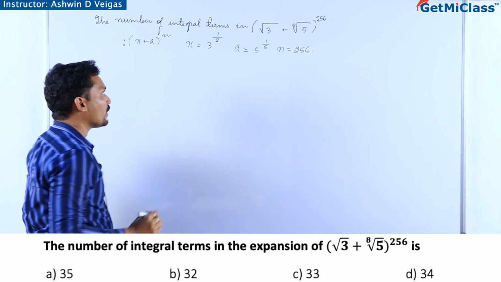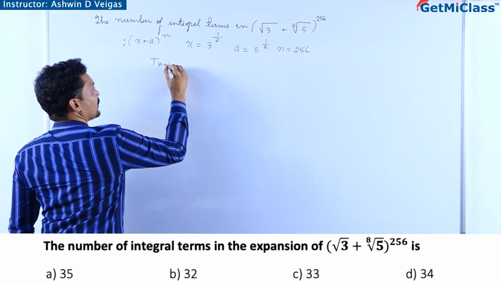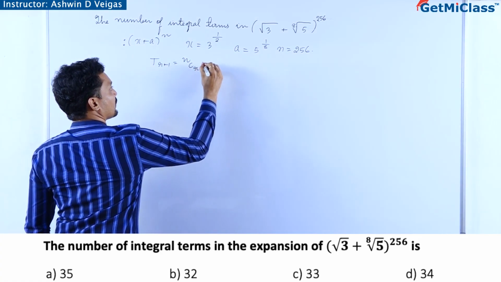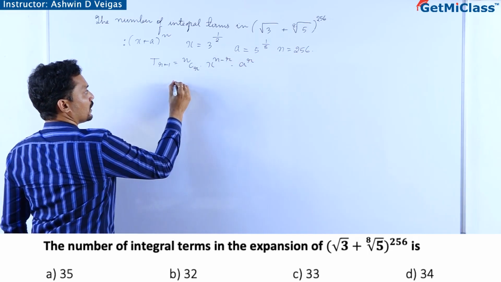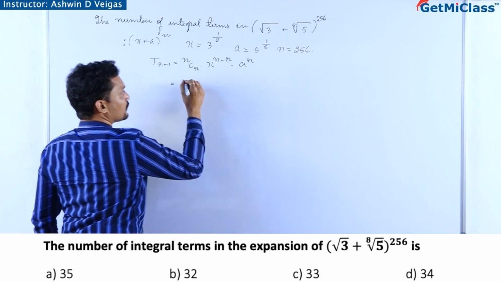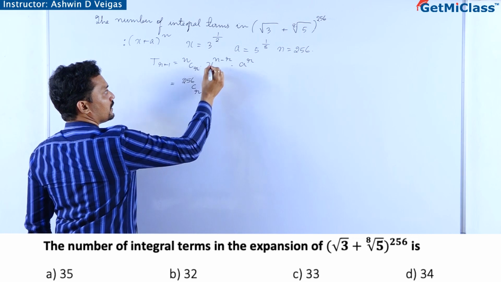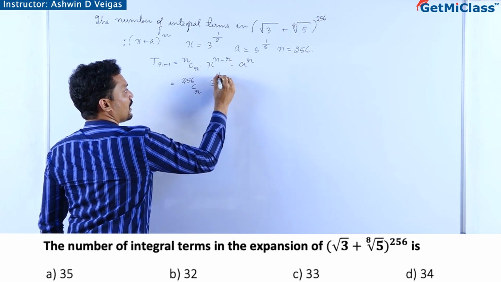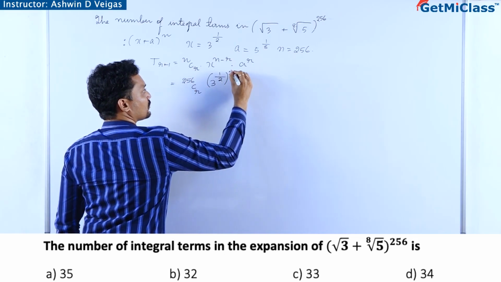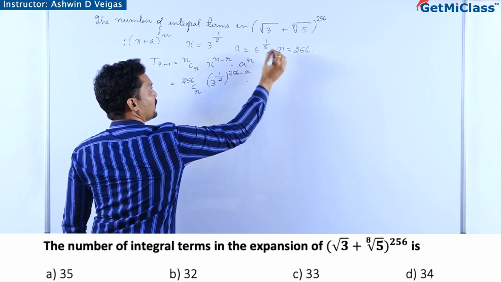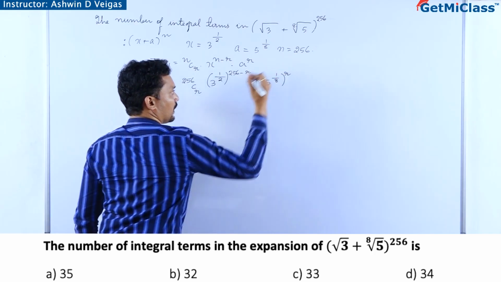So, now I will write the general formula for the expansion. We have T_(r+1) = nCr x^(n-r) a^r. So, I will do the substitution. The value of n is 256, so this is 256Cr, which I will keep as it is. In place of x, I will put (3^(1/2))^(256-r), and a is 5^(1/8), whole to the power r.